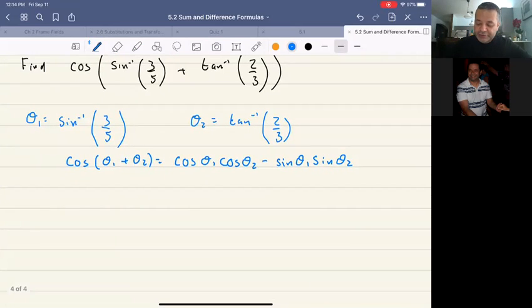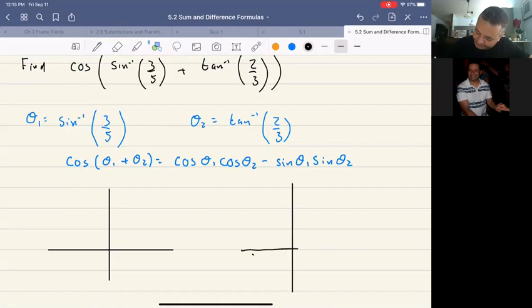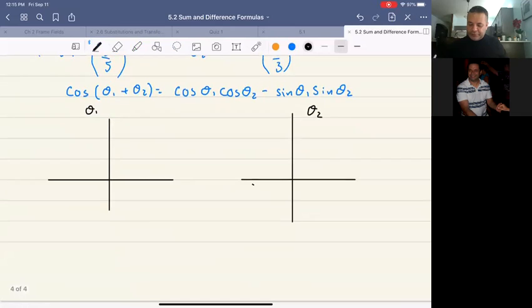Now these are actually easy. I kind of wish we had to do another one just because I want to show you guys something. In fact, we will do another one after this. Let me just show you how these triangles work. So here's our theta 1 triangle. Here's our theta 2 triangle.